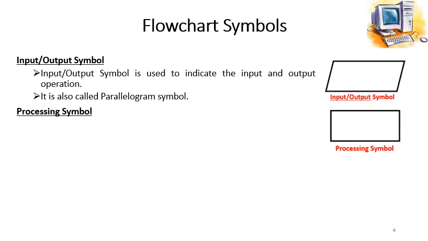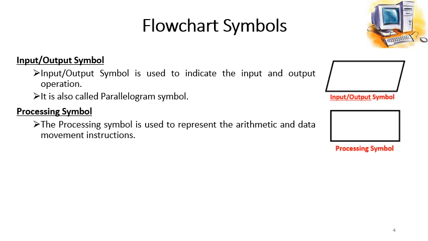Further, we have the processing symbol, which is actually represented by a rectangular symbol. So if there is a processing instruction or processing-related step in a program, that will be represented by the rectangle symbol inside the flowchart. The processing symbol is used to represent the arithmetic and data movement instructions, which are actually a type of processing operations. It is also called the rectangular symbol.